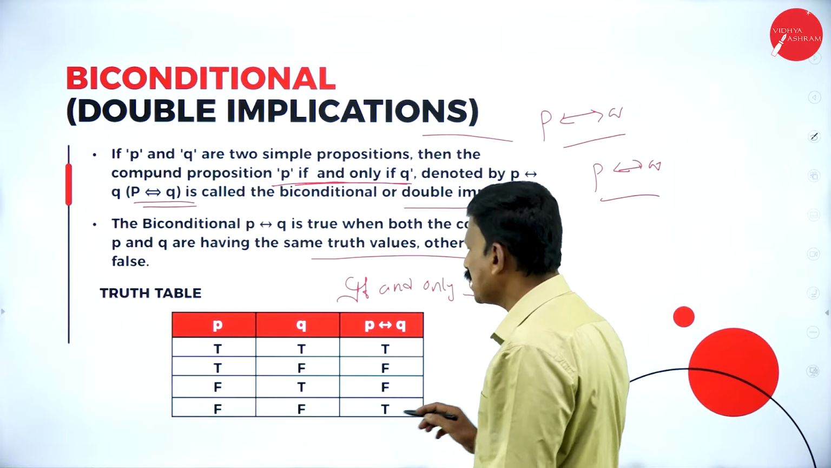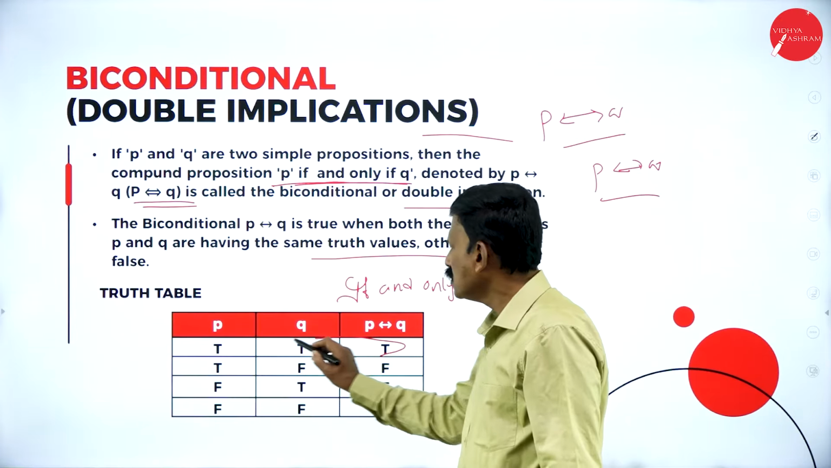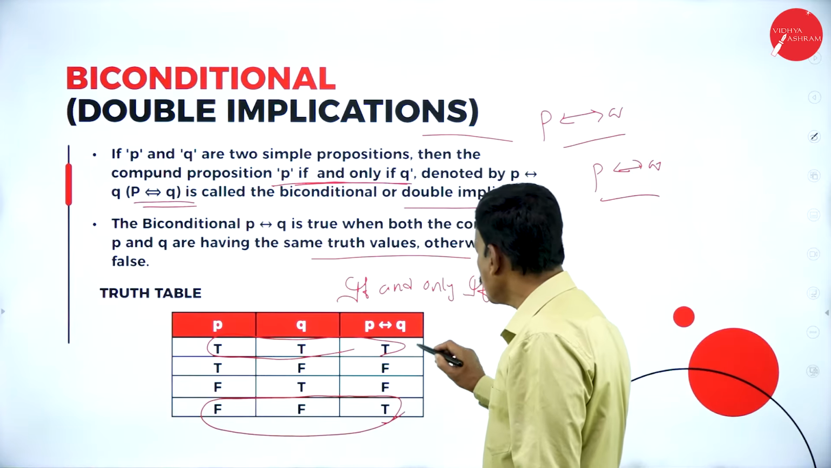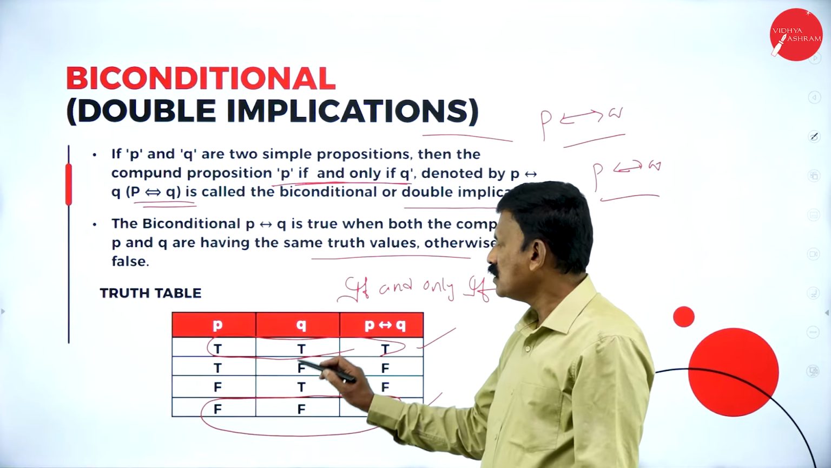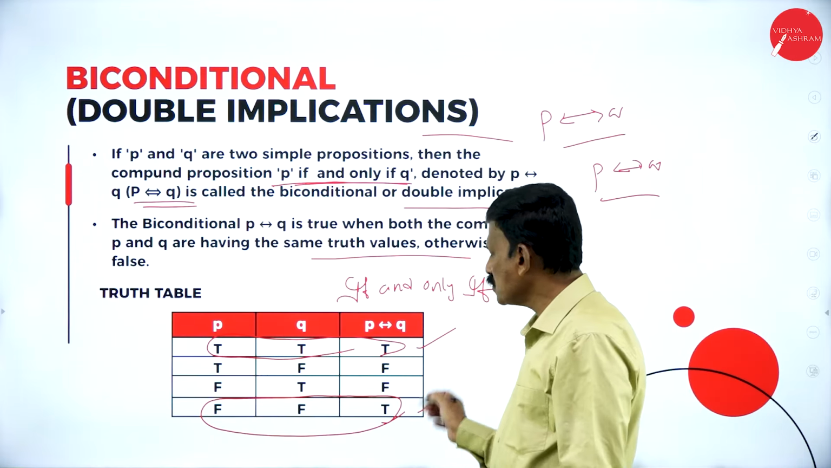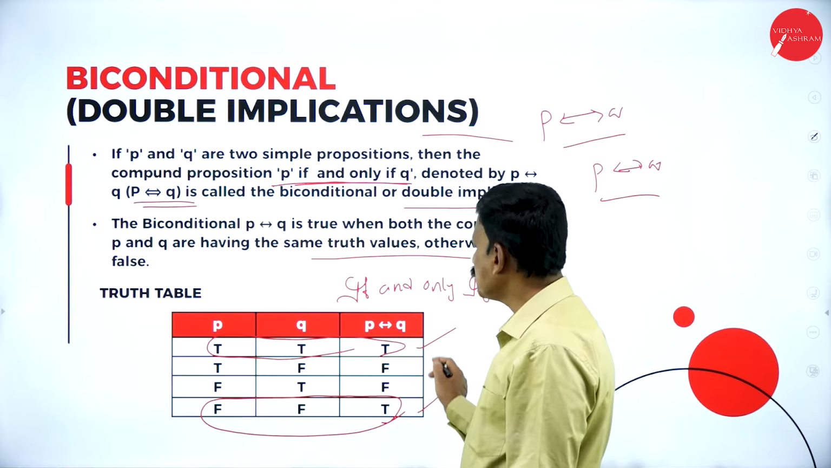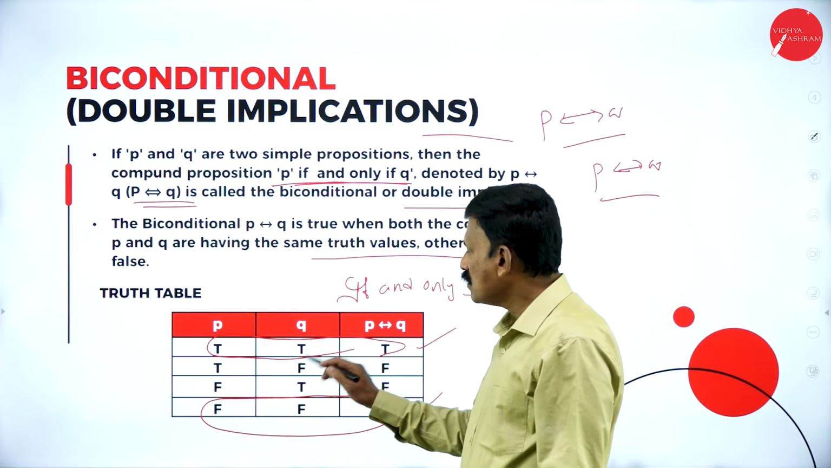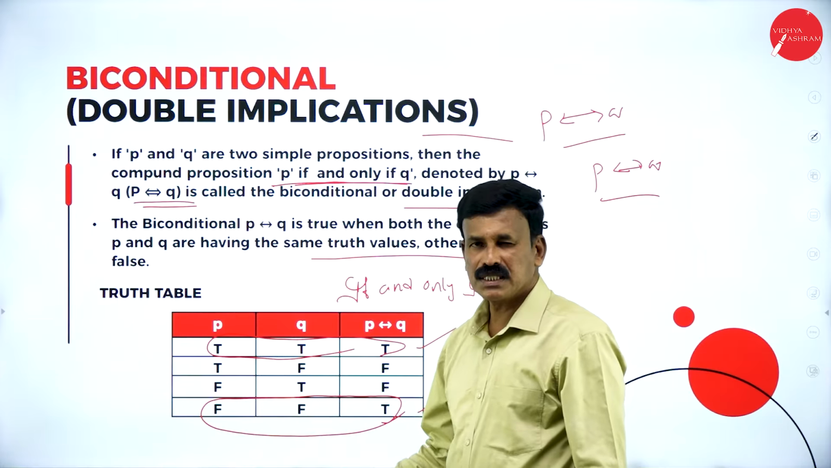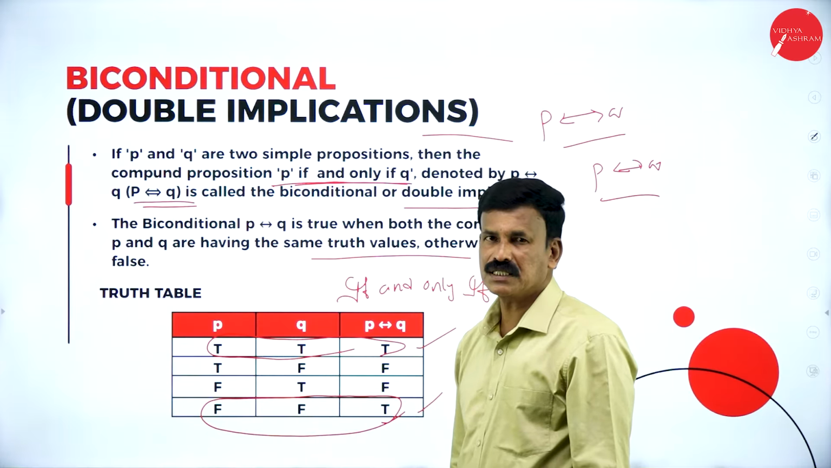So, in case of biconditional, true and true is true, false and false is also true. In other cases, it is false. True and false is false, false and true is false. So, true and true is true, true and false is false, false and true is false, false and false is true. That is in case of a biconditional, right?